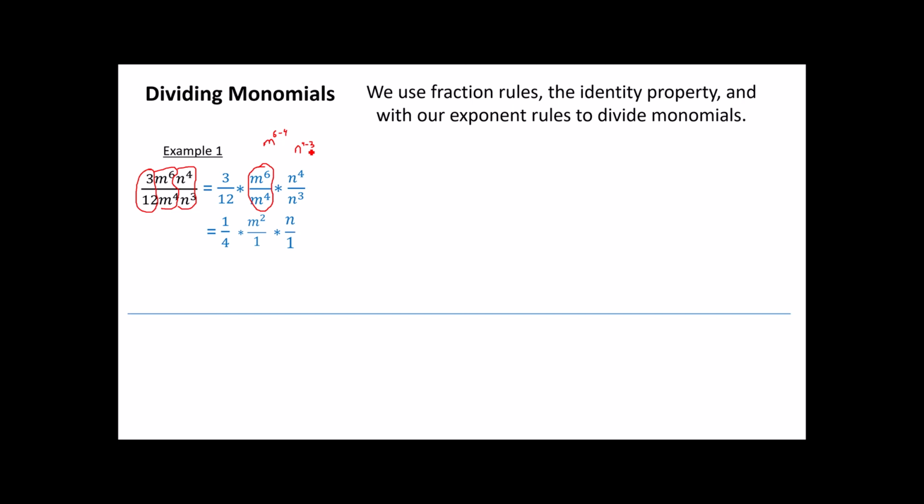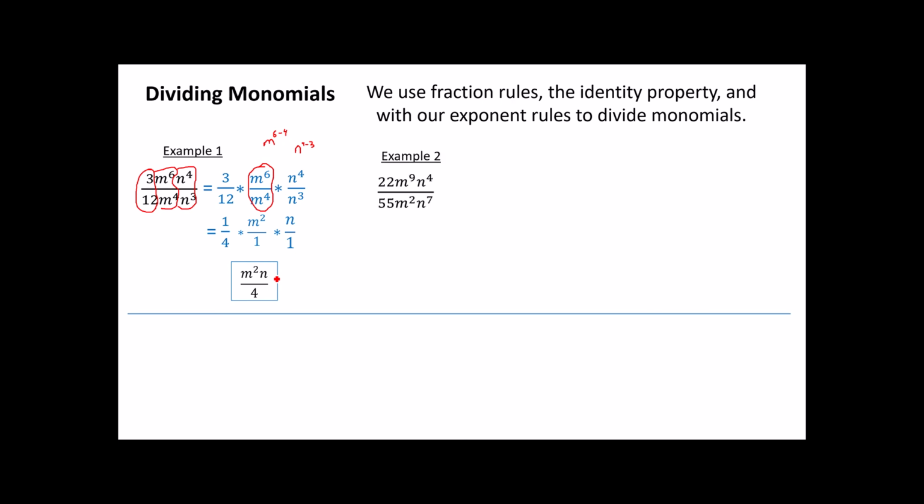Once I've simplified those, I just multiply my numerators together. 1 times m squared times n, and then I do the same thing with my denominators. 4 times 1 times 1, giving me m squared n over 4. And that's not too bad, right?